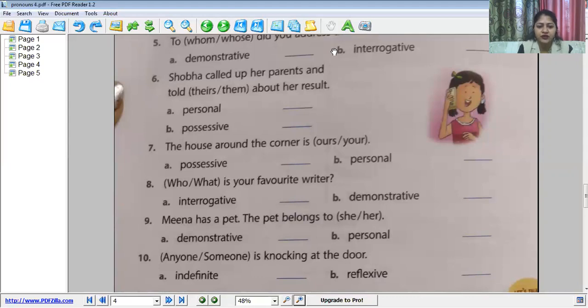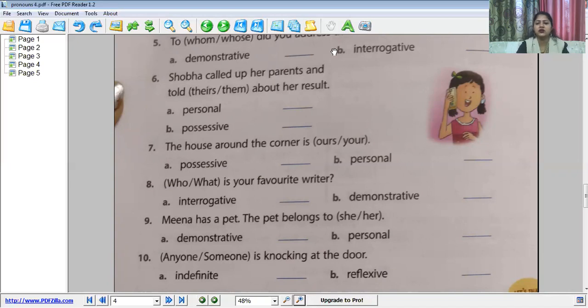Dash is your favorite writer. Who is your favorite writer is interrogative. Meena has a pet. The pet belongs to her. Her is personal. Okay, belongs to her. Personal. And anyone or someone is knocking at the door. So someone is the correct answer, and it is an indefinite pronoun.